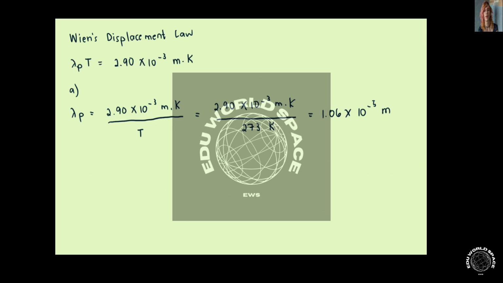So meter, since our required value is a wavelength. This is also equal to, of course, 10.6 micrometer. And if you check our EM spectrum, you will see that this is in the infrared part of the spectrum.